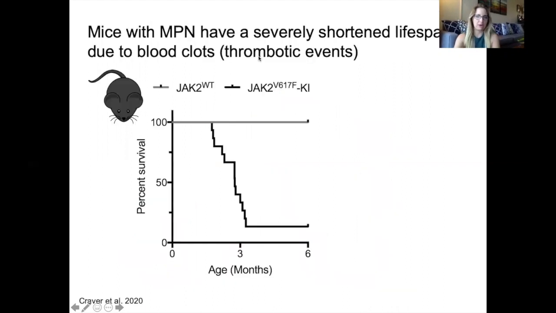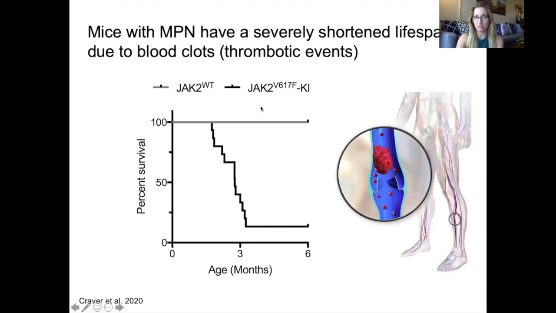But what's interesting about introducing this mutation into mice is that it significantly reduces their lifespan to 3 months of age, where the typical lifespan for a mouse is 2 years. So it's been presumed that this severe drop in lifespan from this mutation is due to a thrombotic event or a blood clot, similar to deep vein thrombosis or other method.